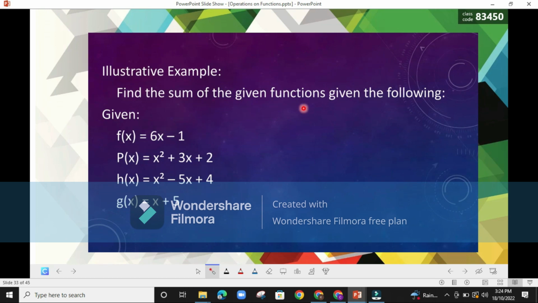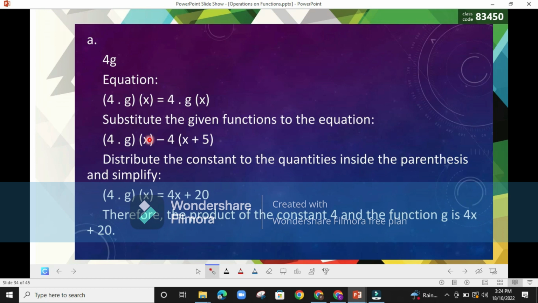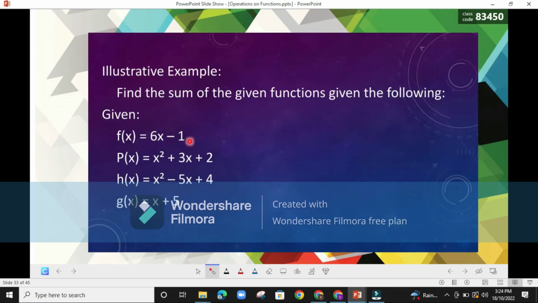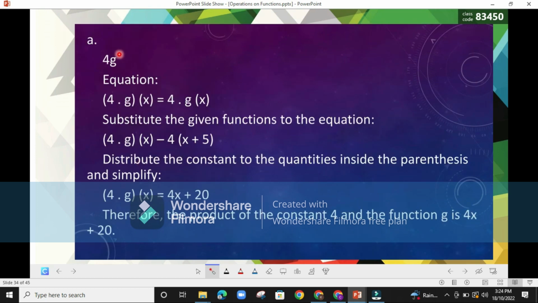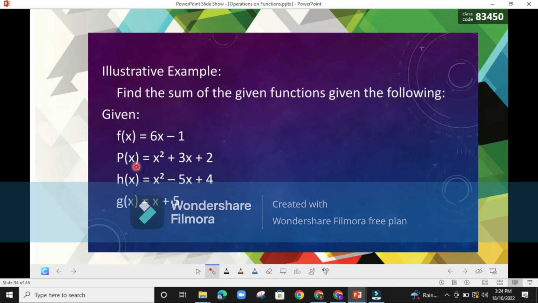Find the sum of the given functions given the following. By the way, it's not supposed to be the sum, but we'll have this one. Letter A, for g, we will use the same given functions, but we are going to multiply the function with a constant. Not looking for the sum anymore. We'll just use the given.